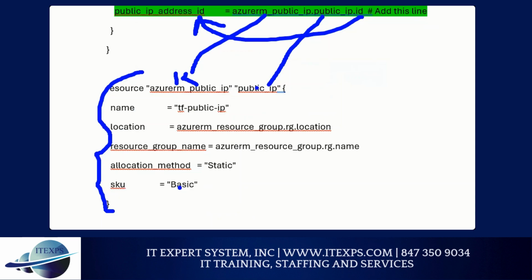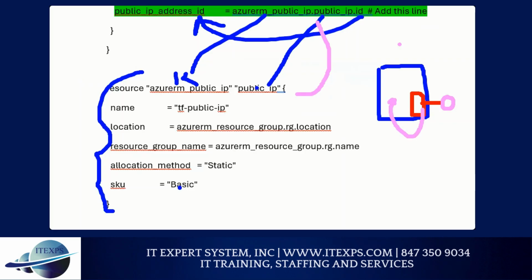So the way it works is, the machine has a NIC card, the NIC card has an interface, and the interface has a public IP. That's what you're doing. The machine has a NIC card, and the NIC card has an IP address. So this one will create the IP address, this one will associate it to the NIC card, and then you associate the NIC card to the machine.